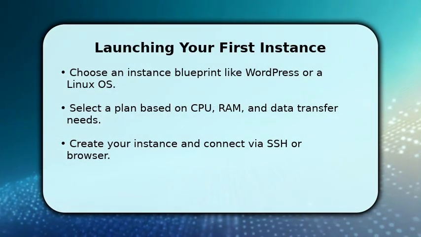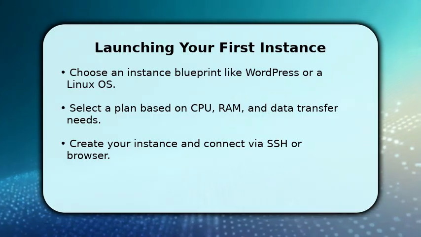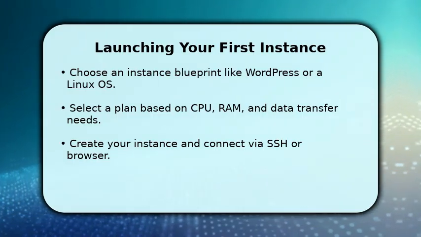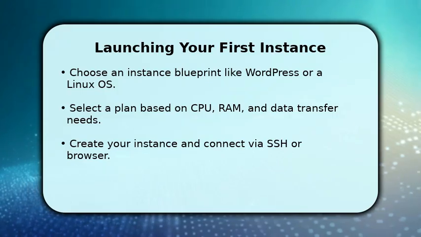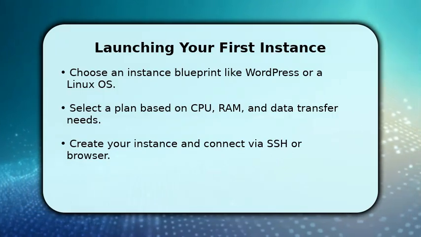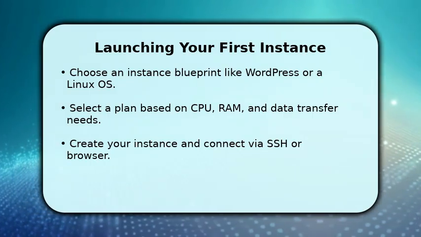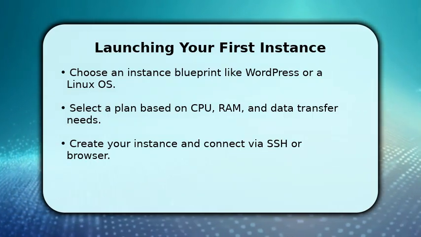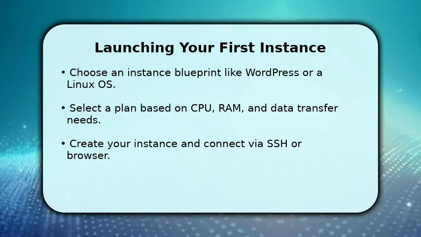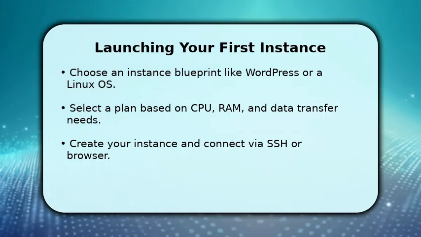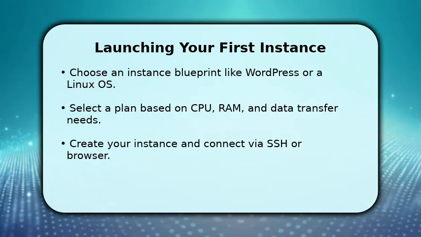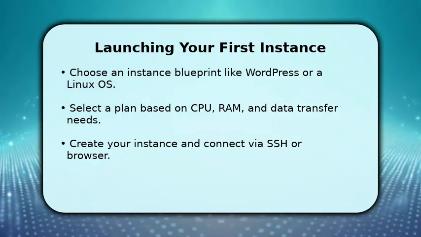Begin by selecting a blueprint. You can choose from popular applications like WordPress or a clean operating system such as Ubuntu or Amazon Linux. Next, pick a plan that matches your resource requirements, with options starting from $5 per month for 1 GB of RAM and 40 GB of SSD storage. Finally, give your instance a name and click Create. It will be ready in under 2 minutes.